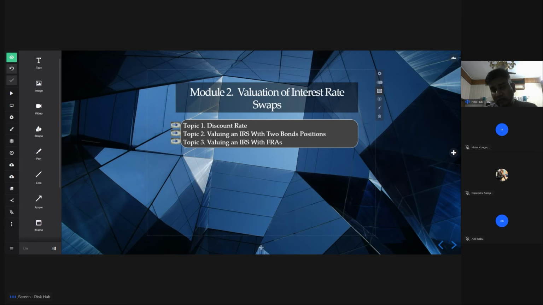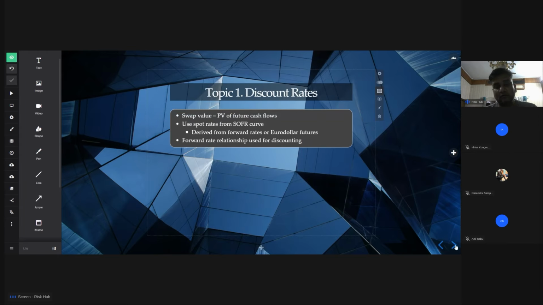Now we are trying to value the interest rate swap. You have to use discount rates, value an interest rate swap with two bond positions, and value the interest rate swap with your FRAs, right? Forward rate agreements, right? We'll try to do it.